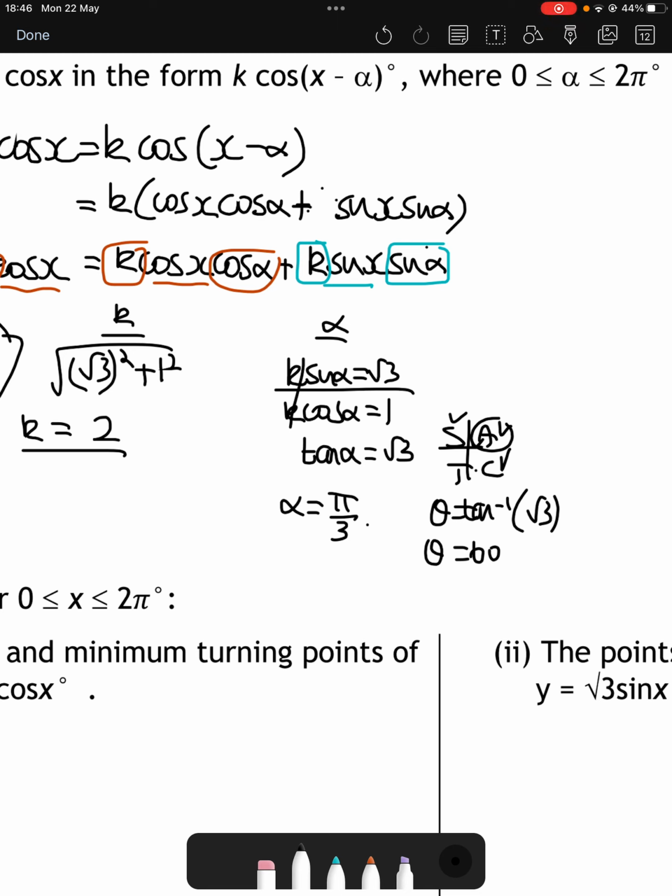So therefore, what's our answer? We have 2, just above there we can see it, x minus pi over 3. Okay, and that is our answer. Because it's asking to leave your answer in radians, we have to do it at this stage.